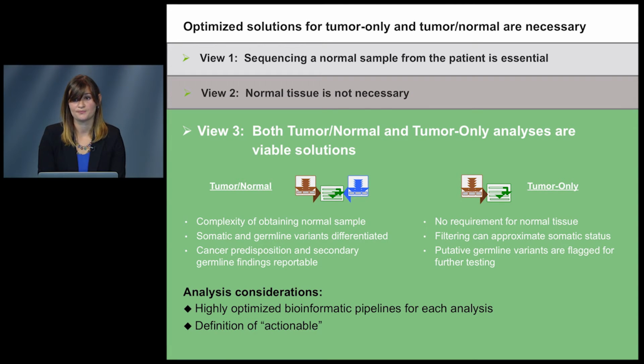consent, and education. When a normal sample is not available, which is often the case in clinical settings, sophisticated filters and annotations can be used to approximate somatic status, although many germline variants will still come through, as we saw today. But putative germline variants can be flagged for further testing. And finally, as you evaluate different methods, it's important to keep in mind that to do a fair comparison, you need highly optimized bioinformatic pipelines for both tumor-normal and tumor-only. And how exactly you define the set of actionable variants you analyze really affects your results.